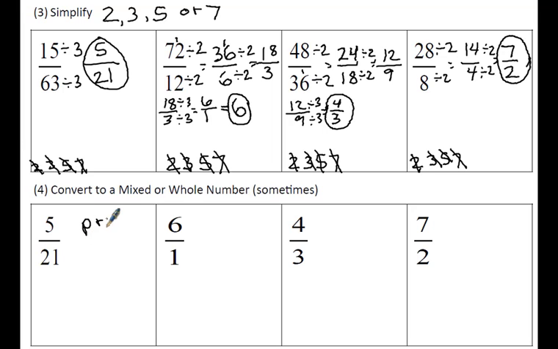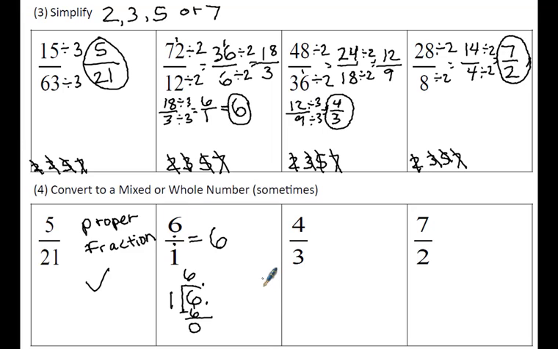Now our fourth step is, once we have our final answer, we're going to convert it to a mixed or whole number. Now this is a proper fraction, so it's already done. We can't convert it to a mixed or whole number. 6 wholes is equal to 6, and we can see this because 6 divided by 1 is equal to 6 with nothing left over. So 6 over 1 is kind of like 6 divided by 1, which would give us 6.